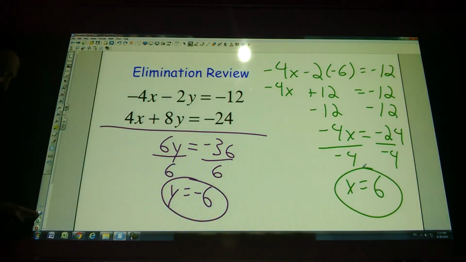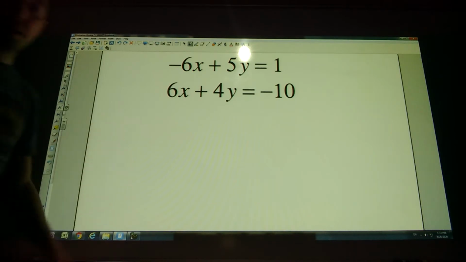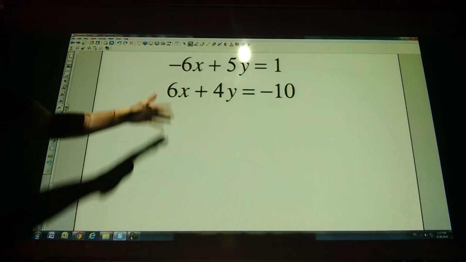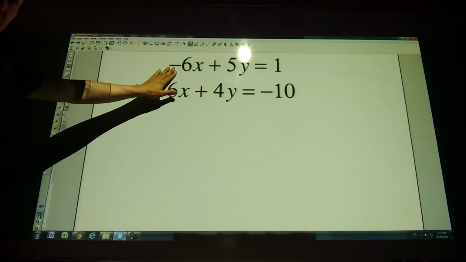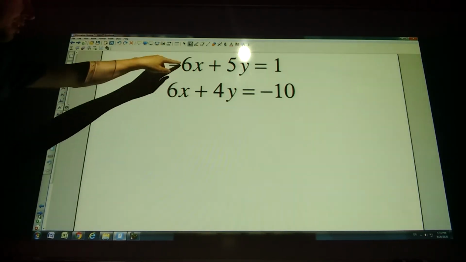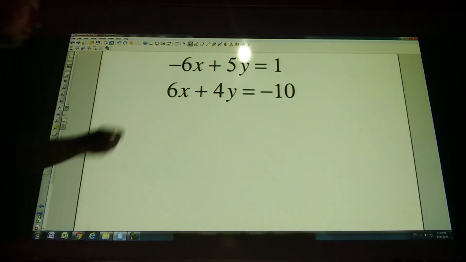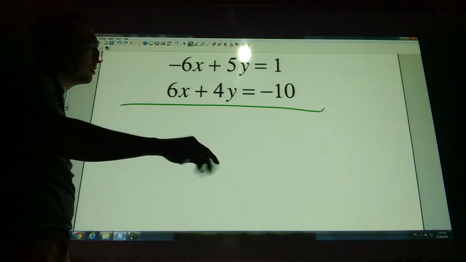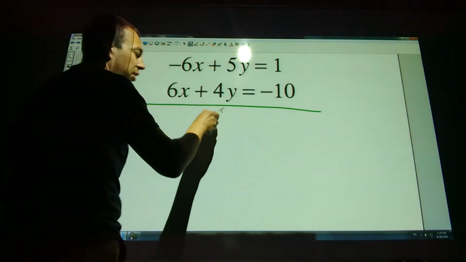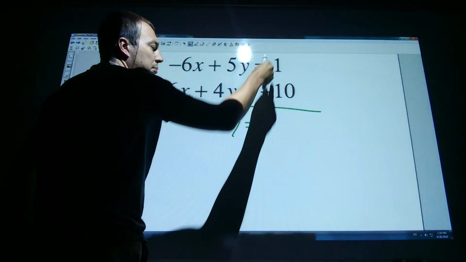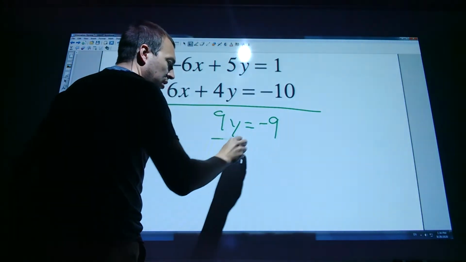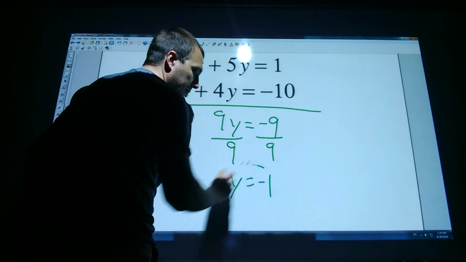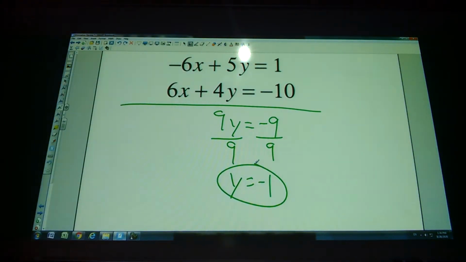So I want you to try this problem. All right, how we do? This one is set up for you. We have a positive 6, we have a negative 6, super. They're the same number, and one positive, one negative. So let's just add these. Negative 6 plus 6 is 0, done. 5 plus 4 is 9y. 1 minus 10 is negative 9. And divide both sides by 9, y equals negative 1. Boom.